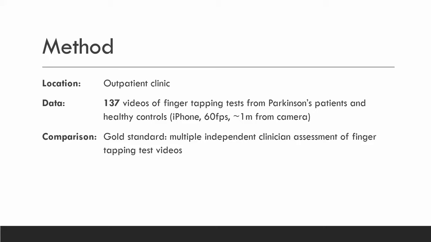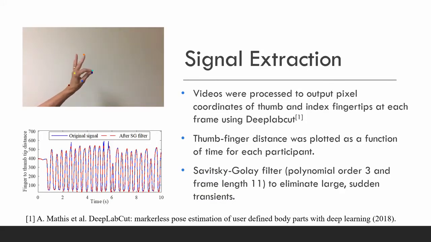From the video, clinical experts rated the test using the MBRS scale from 0 to 4. We then extracted the pixel coordinate of the thumb and forefinger at each frame of a video using DeepLabCut, a ResNet trained for pose estimation. The distance between the two coordinates were used to create a 1D time series, of which an example is shown here. And of course, the coordinate extraction was imperfect, so we filtered the resulting signal.